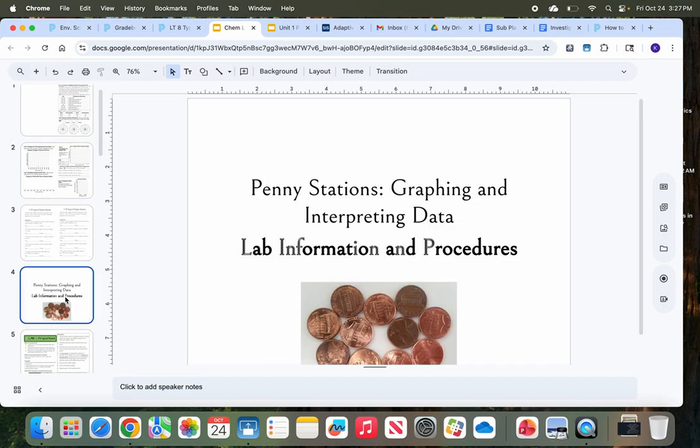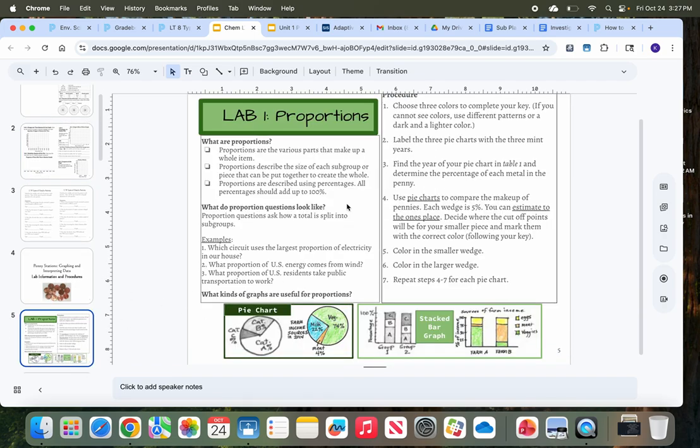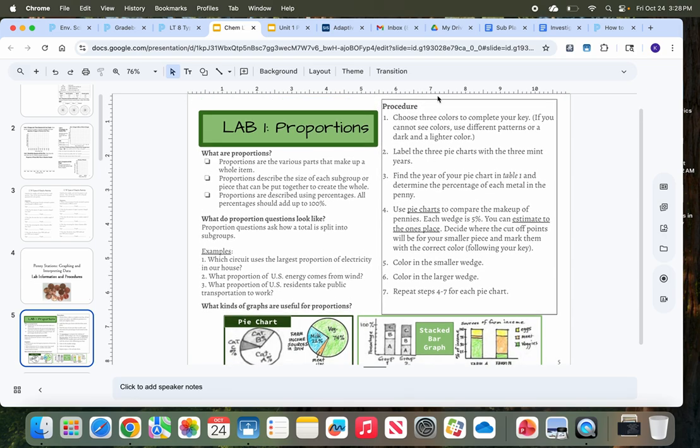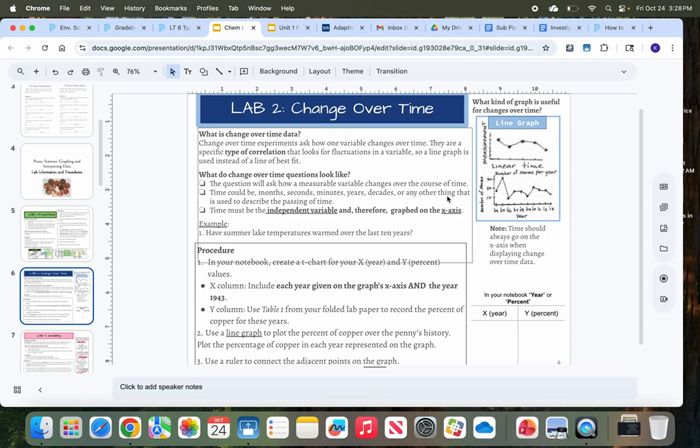In the direction sheet, which has this page as the title, you'll see that lab 1 is all about proportions. On the left-hand side of the page is just some examples of proportion questions. On the right-hand side of the page in the box is the procedure that you're going to follow. So please sit down in your group and read the directions out loud as you complete each lab. So you'll complete the proportions lab today, which is lab 1. And then you will complete the change over time lab today.